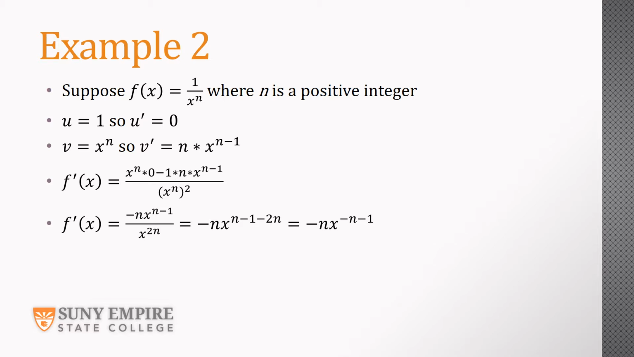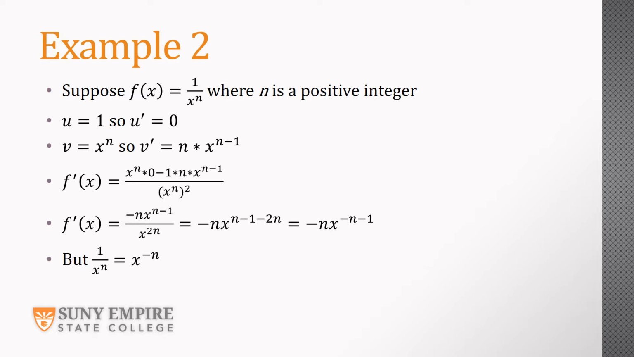Simplifying this derivative, we are left with negative n multiplied by x to the power n minus 1 divided by x to the 2n. Because we are dividing powers with the same base, we can subtract the exponents. We have negative n multiplied by x raised to the power n minus 1 minus 2n. This leaves us f prime equal to negative n multiplied by x raised to the power negative n minus 1.